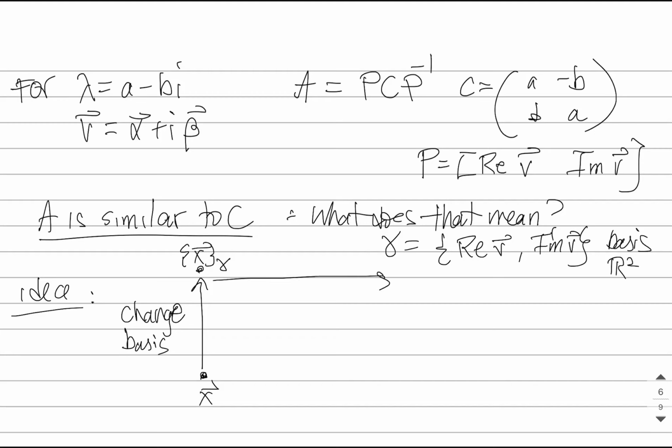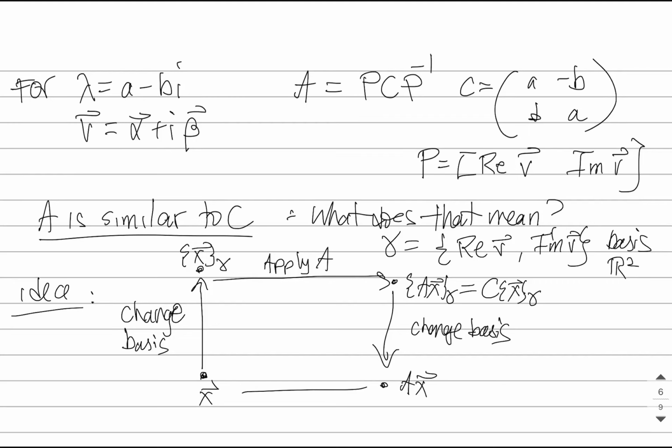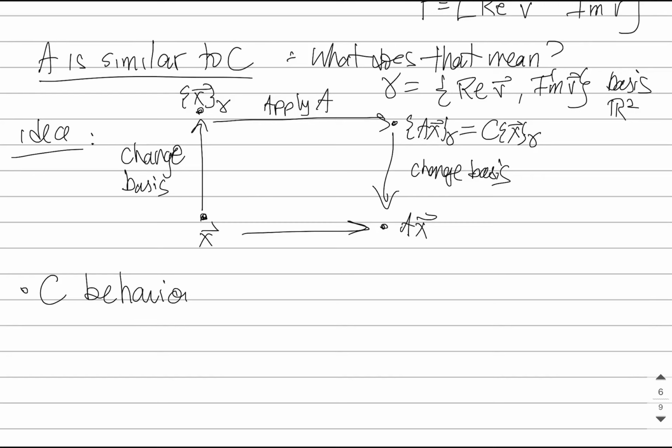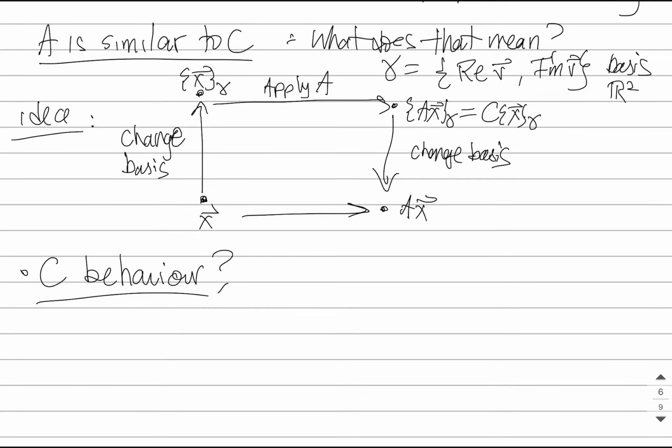Then what am I going to do? I'm going to apply A. But in this particular case, when I'm in this basis, it ends up having the same effect as applying the similar matrix C. And then I'm going to change basis again back to the original. And then I'll end up with AX here. So it's kind of like going that way. What's the behavior of this matrix C? What does C do?